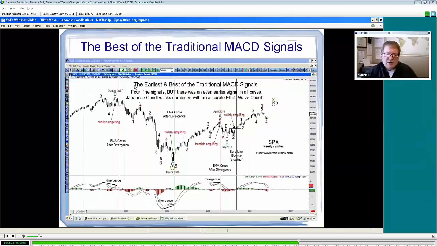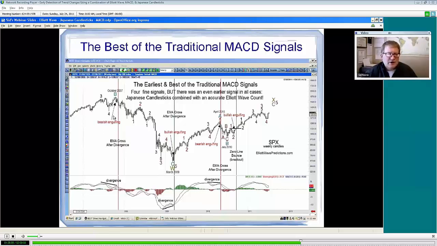So if we take all of those different signals that traditional use of the MACD would give us, the cross after divergence gave us the best and earliest signal here, here, here. It didn't get us in here, but the zero line bounce did get us in here, along with a breakout trade. And if your Elliott Wave count was correct, I think you would have known to get in long right there. So those are the best that MACD has to offer.